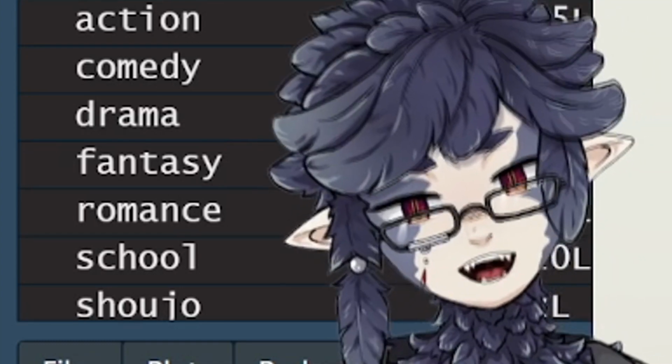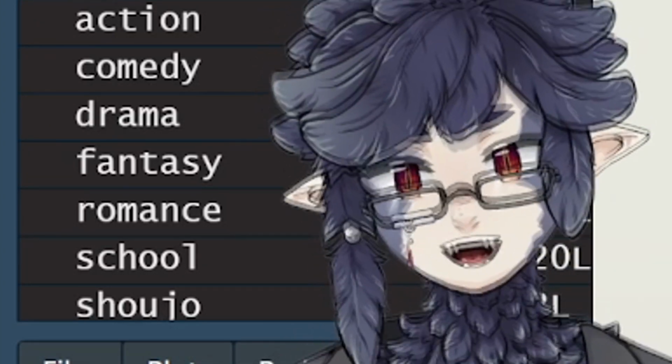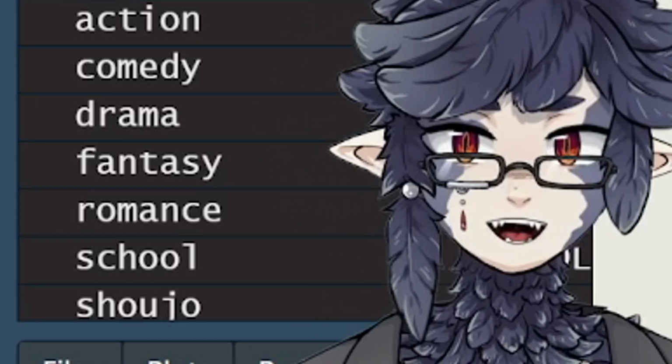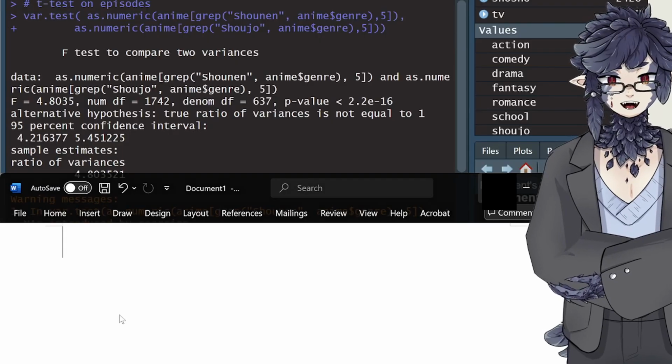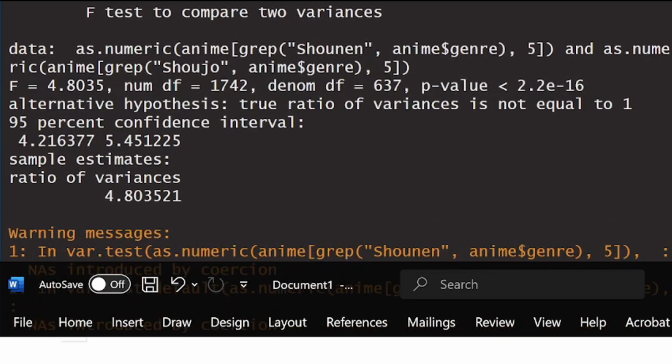Today I'm using some t-tests that I did on some data from my anime list. I'm specifically comparing, first off, average episode counts, and then I'm comparing the average ratings of shonen anime versus shoujo anime. First, one thing that we need to know about t-tests is here's the results of my analyses.